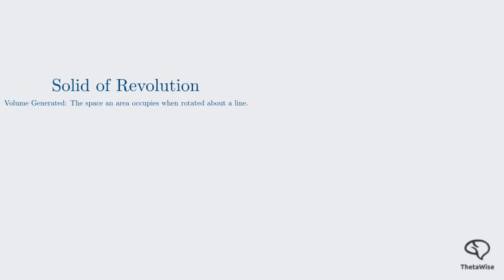What is a solid of revolution? Imagine you have a two-dimensional shape on a graph. If you spin this area around a line, it sweeps out a three-dimensional solid. This 3D figure is what we call a solid of revolution. The space it occupies is called the volume generated. The volume generated is the space occupied by a solid of revolution.